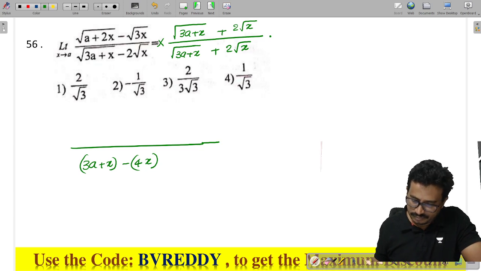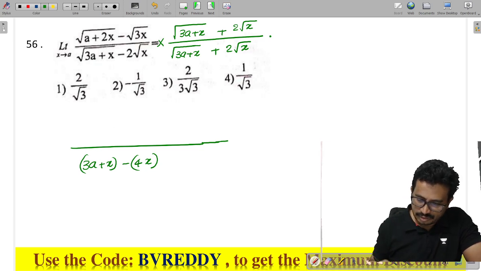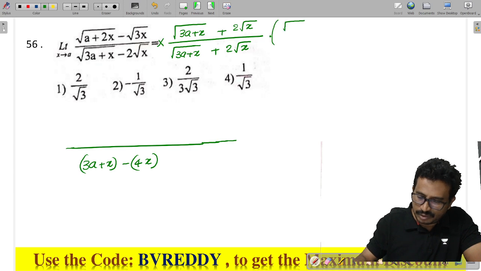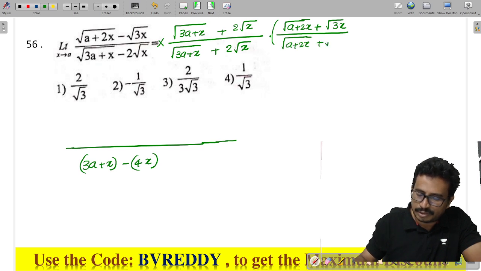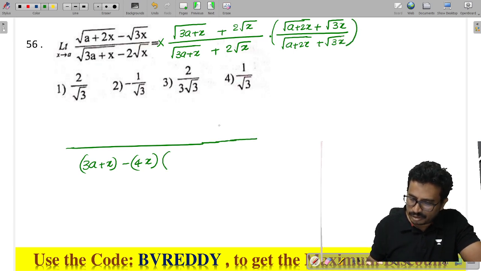Tell me, 4x. Next here, the numerator, what will we get? You see this thing here. And what we can do here, let us multiply the numerator also. That is a plus 2x minus root 3x. Now this is a plus 2x plus root 3x. Then now you see this thing, what will I get here? The denominator, which is the extra term, is a plus 2x plus root 3x.